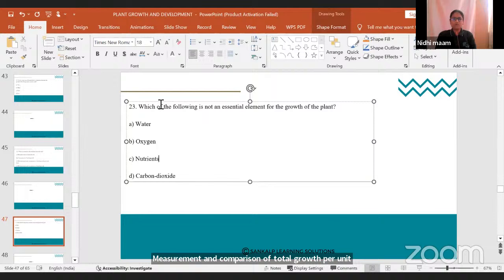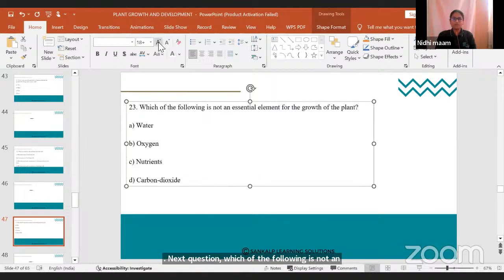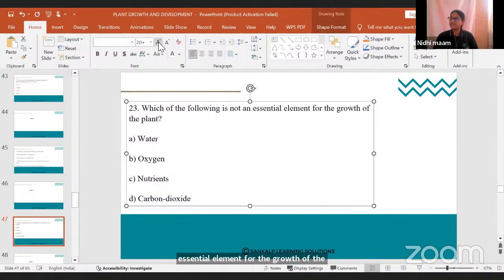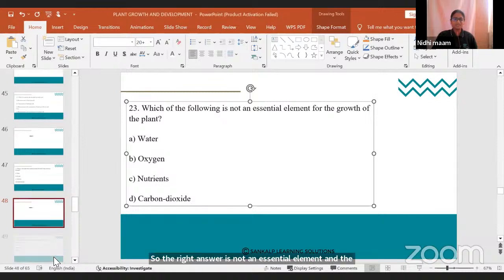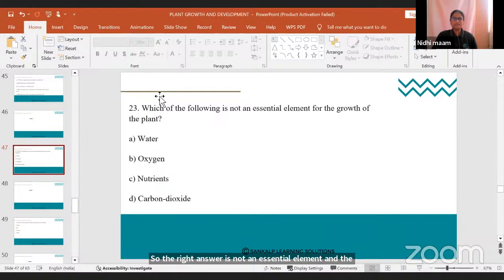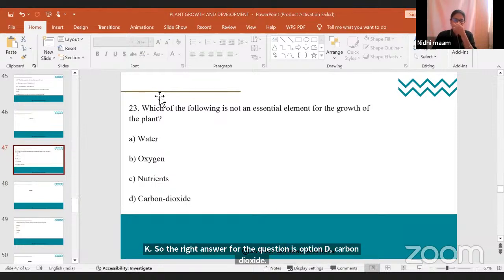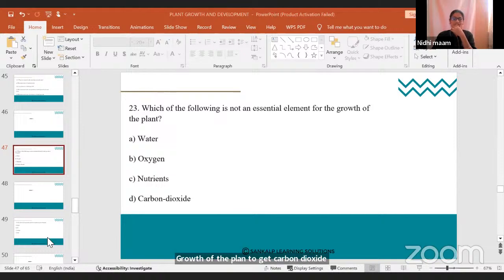Next question. Which of the following is not an essential element for the growth of the plant? A is water, B is oxygen, C is nutrients, D is carbon dioxide. Aishwarya KM and Bhimabai Ambedkar are active on YouTube. Impana, Sharath, Shweta, Shabina Sheikh, Navyashri, Bhavana answered it. Bhuvan answered it. So the right answer for the question is option D, carbon dioxide. Option D is the right answer.